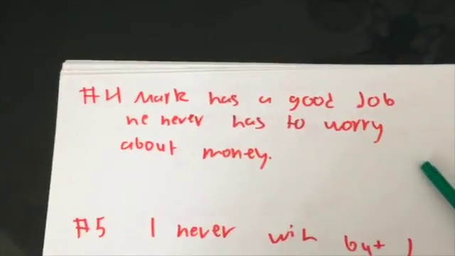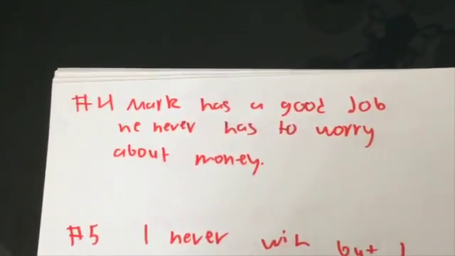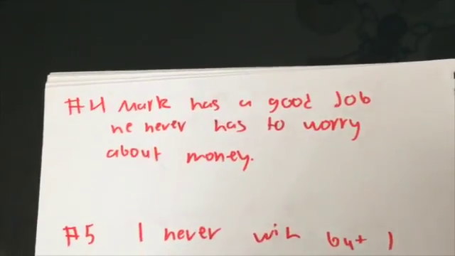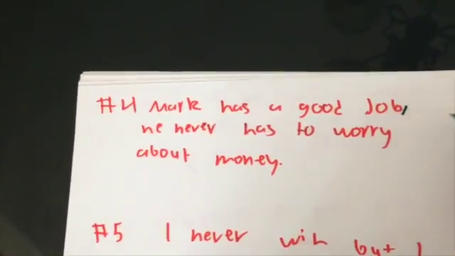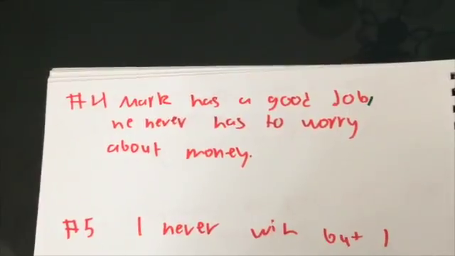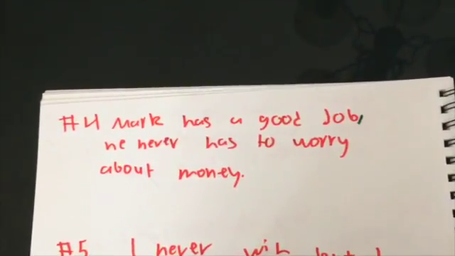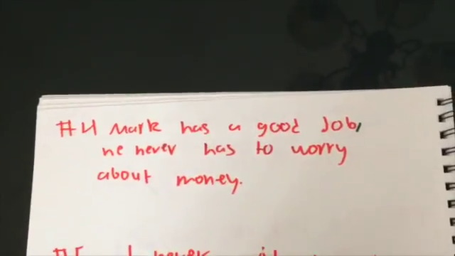Example number 4. "Mark has a good job. He never has to worry about money." Where's the error here? Simple. "Mark has a good job, he never has to worry about money." By including this comma, I am again separating both the independent clauses to form a concrete sentence.